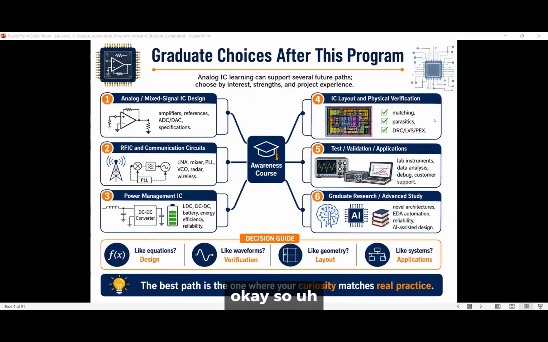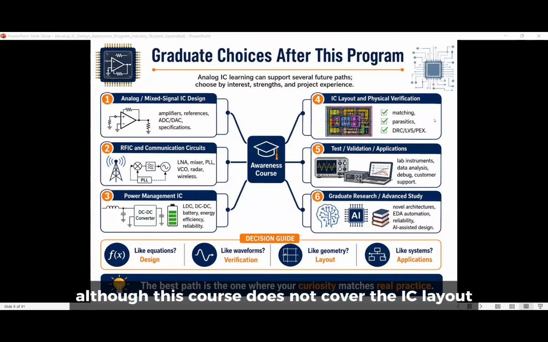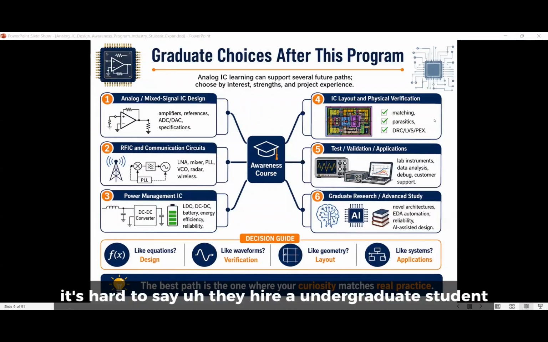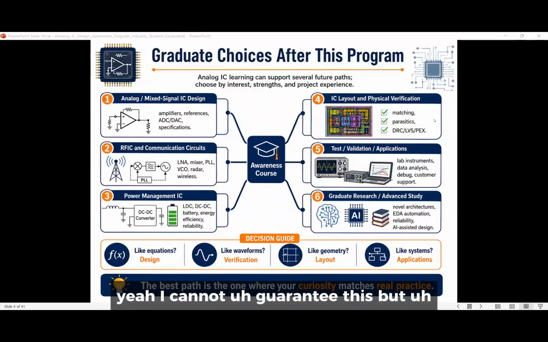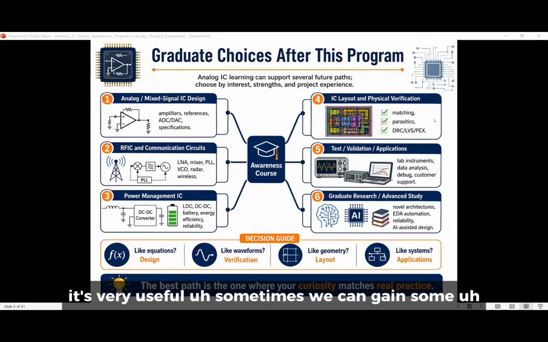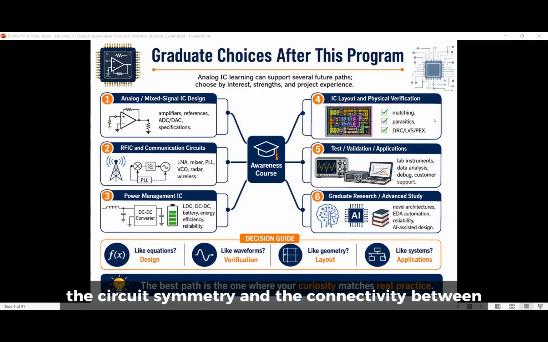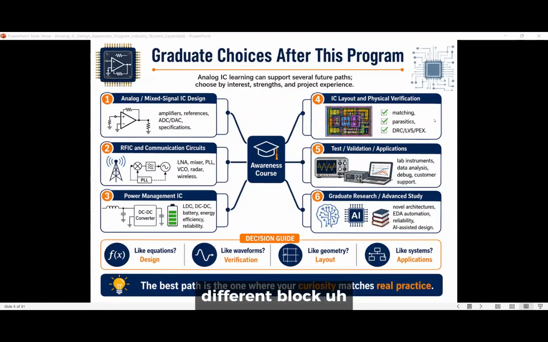Although this course does not cover IC layout, after this course we can still find a way to train ourselves in IC layout. It's hard to say they hire undergraduate students, and I cannot guarantee this, but this ability is quite useful. Sometimes we can gain insight when we draw the layout, because the layout reflects the circuit symmetry and the connectivity between different blocks.